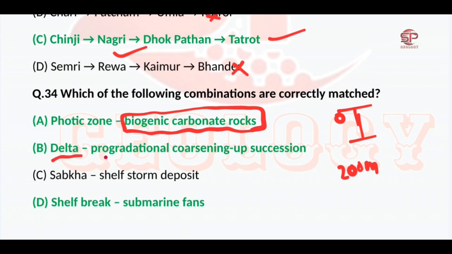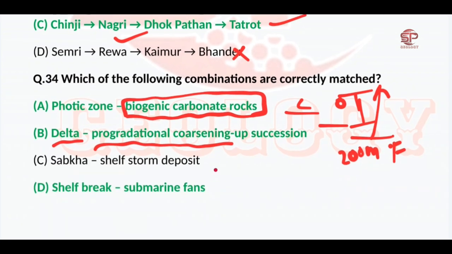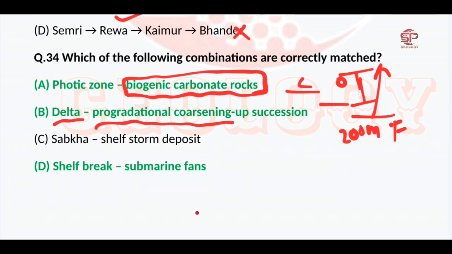And delta, it is a progression of coarsening of sequence. You see top set, bottom set, then top set, core set, bottom set. If you go up, then core set and top set are the coarser one, and bottom set is the finer one. So coarsening of sequence. Then sulfide is produced during storm condition, but it is produced by precipitation, so it is not a storm deposition.